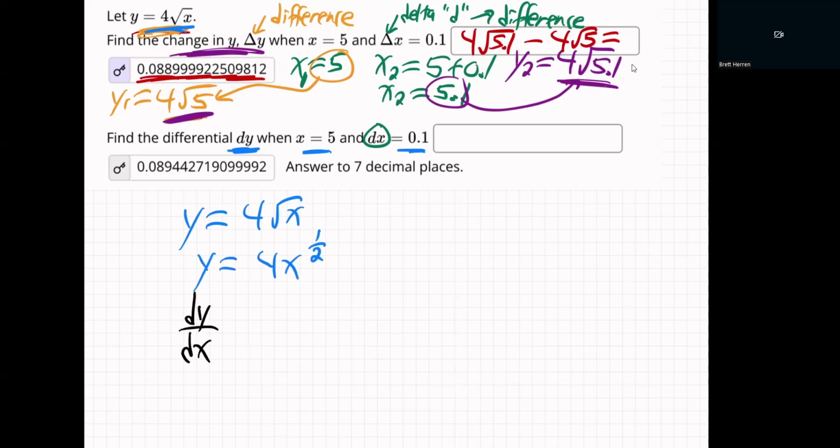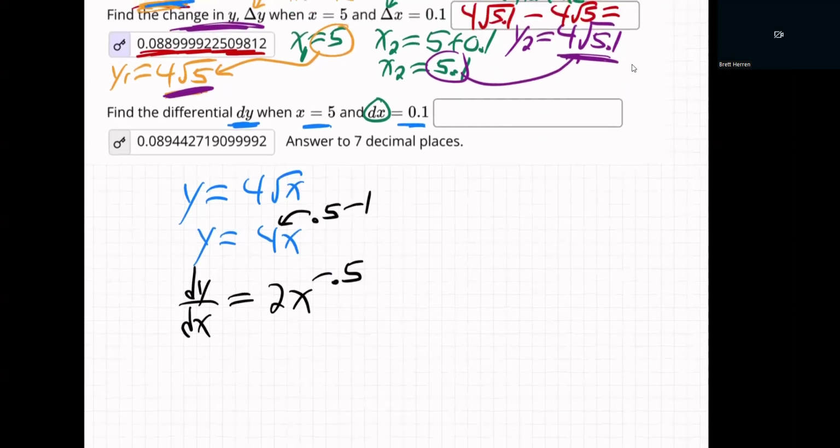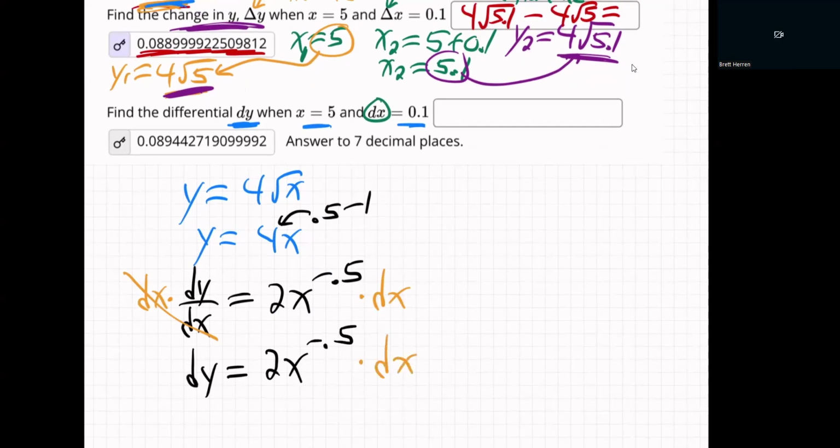dy/dx, which is the derivative, bring down the half. If you want, you can just make that 0.5 or half, whatever. 4 times 0.5, half of 4, 2. Subtract 1 here, minus 0.5. So I did the derivative, but we're wanting to find dy. So multiply both sides by dx. Those cancel. So then dy is 2x to the minus 0.5 times dx.